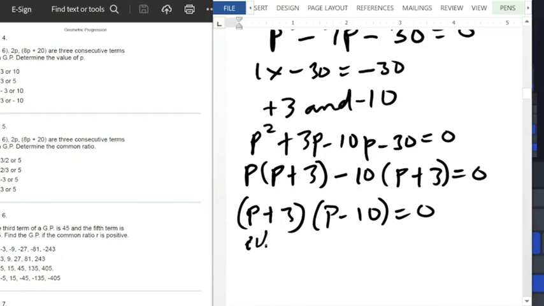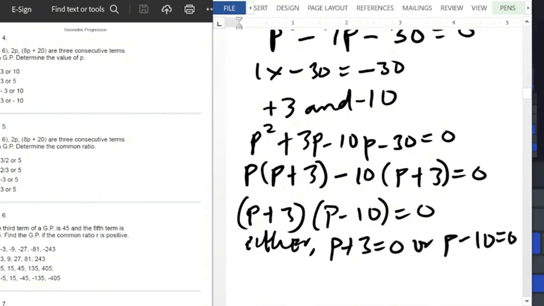So either P plus 3 equals 0 or P minus 10 equals 0. So P equals minus 3 or P equals 10. So the value of P is P equals minus 3 or P equals 10. That is option C. So that is out of that. So we move to number 5.